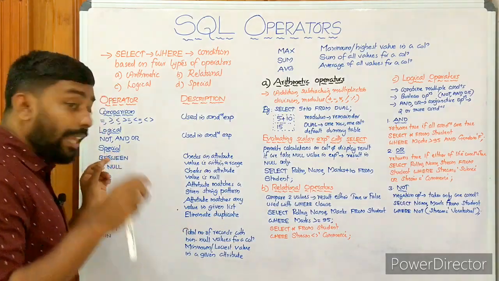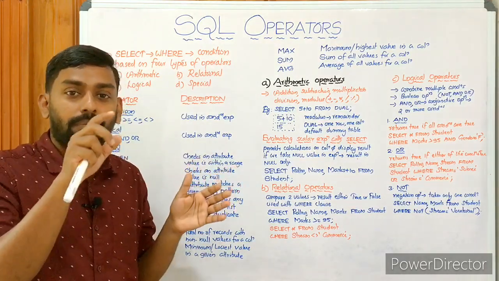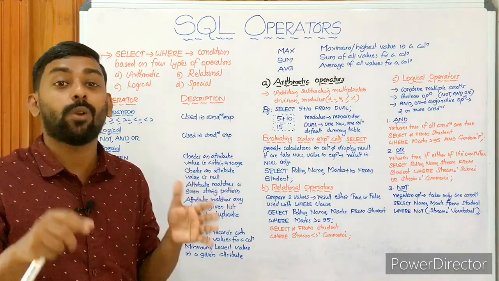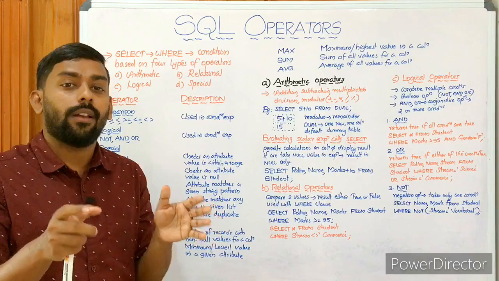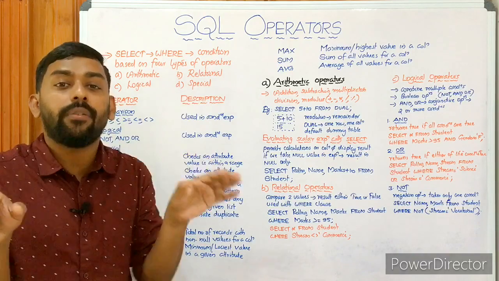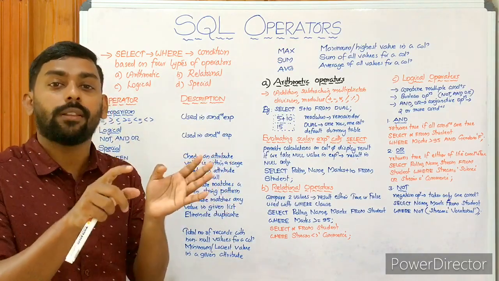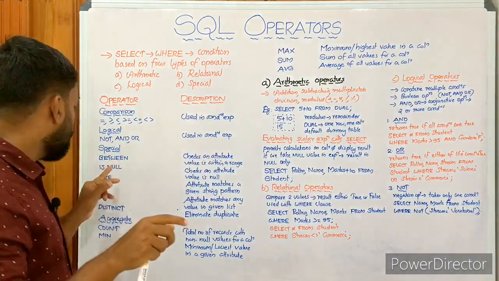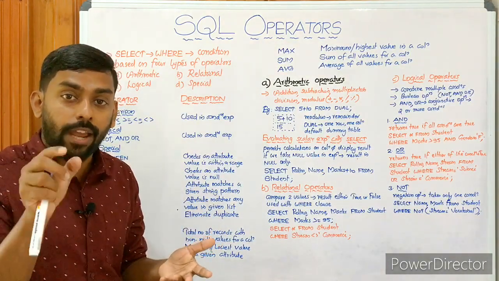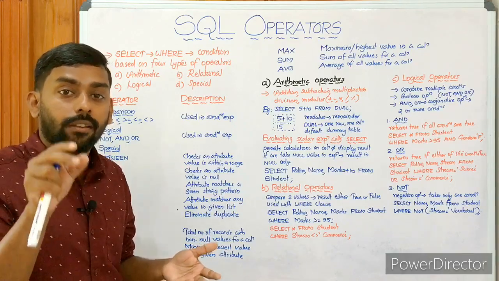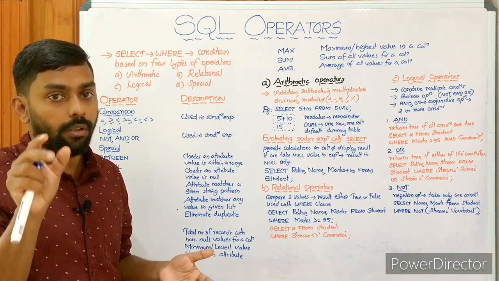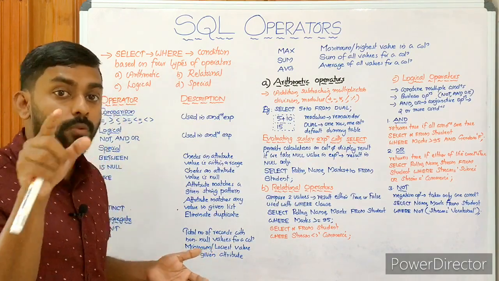So why can we not have something like equal to null? We don't have an operator like equal to null. Why? Because null does not have any value, so it cannot be compared with any value. That is why we have an operator called is null. It checks whether the value is null or not, which cannot be done using equal to null.